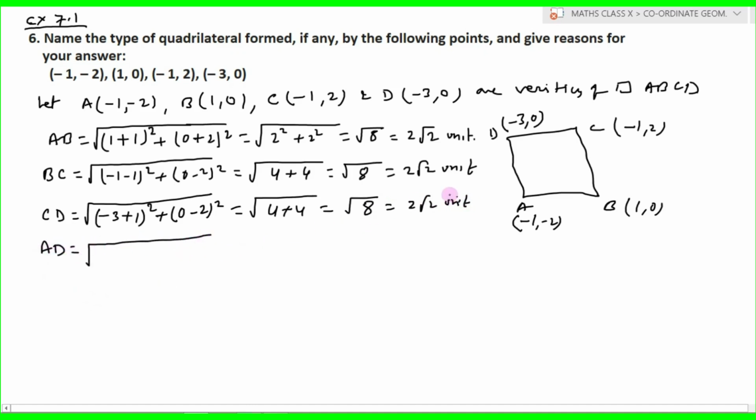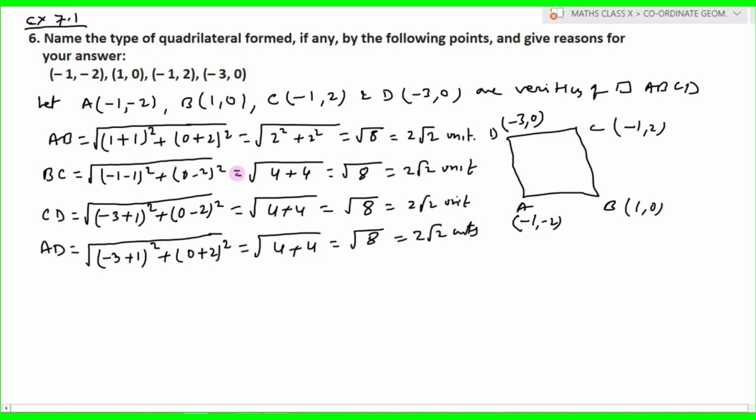To find the length of AD, this is x1 y1 and this is x2 y2. So x2 minus x1. So -3 minus (-1). So -3 minus, again -1, so plus 1. This is whole square, plus again y2 is 0. 0 minus (-2), so it becomes plus 2 whole square. Here you will get the value -3 plus 1 is -2, square is 4, and 2 square is 4. So here root 8. So again we got 2 root 2 units.